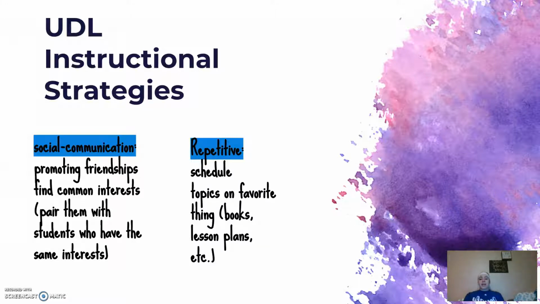And for the repetitive behaviors, you could have a schedule. You could also, if you're a teacher who really just wants your students to be engaged, do a lesson plan over a favorite topic. Say that the student really loves superheroes. You could do one of your lessons over superheroes so that they are really engaged in that course material. And then you could also let them pick books over that topic and things like that.